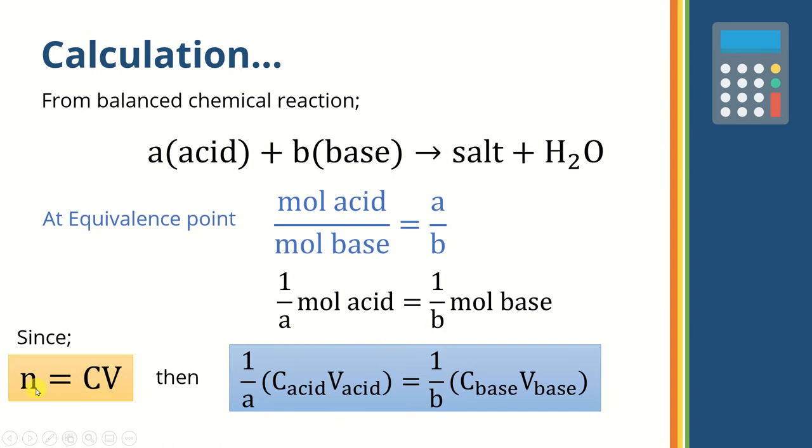Since mole is equal to concentration times volume, we can substitute the mole of acid with concentration of acid multiplied by volume of acid. And mole of base here is gonna be concentration of base multiplied by volume of base.